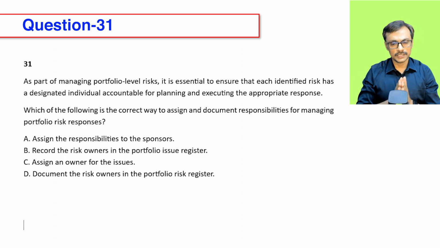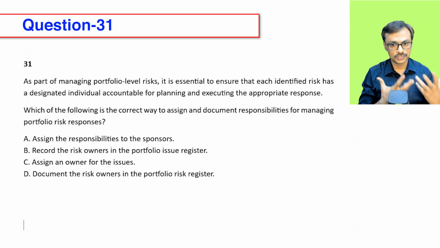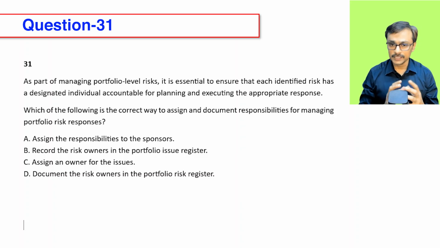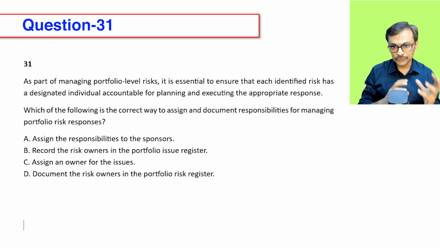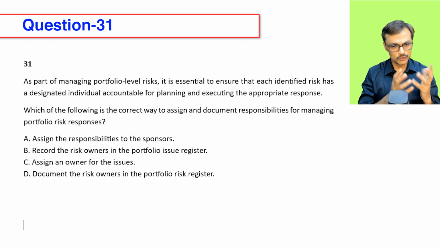So in a simple word, it is asking where you put the clarity about who is expected to execute the risk response which we have identified at a portfolio level. Yeah, that's a simple, straightforward question. And you probably have an understanding of what is portfolio level risk register, what is portfolio management plan. And you probably understand the portfolio management plan talks about overall roles and responsibility, and a portfolio risk register will give a specific accountability or ownership for a given risk should be defined in the portfolio risk register. So let's see the options.